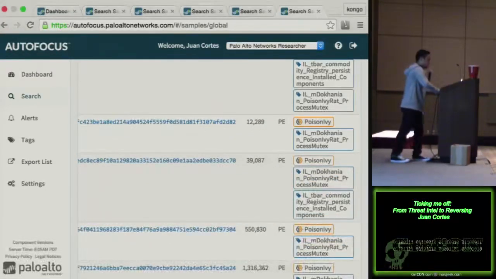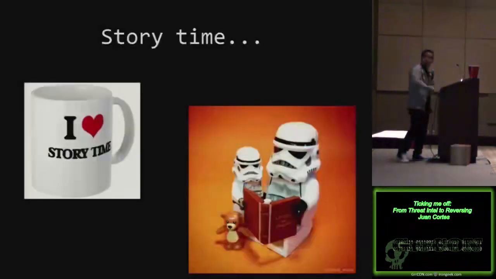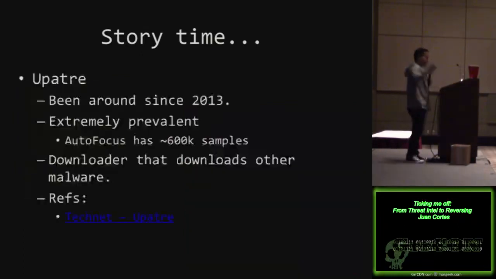Now, let's go back to the talk. Story time. We get all this intel, all these reports from our intel people at work, or me just looking at AutoFocus like I showed you. And we were getting reports that there was this malware that wasn't detonating correctly in our WildFire system for whatever reason. So we wanted to know what it was, right? This malware happened to be Patre. Nothing new. It's been around since 2013. It's extremely prevalent in AutoFocus, our intel platform, with 600,000 samples.